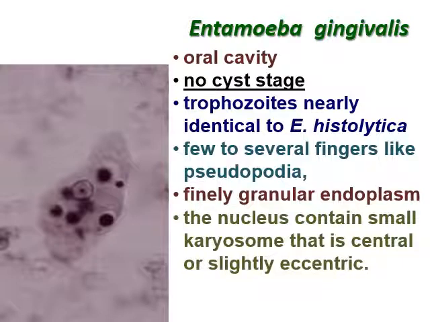The other commensal amoeba, Entamoeba gingivalis, is found in the oral cavity, not in the large intestine, in diseased gums and teeth. It has only a trophozoite stage, no cyst stage. Its trophozoite is identical to Entamoeba histolytica, with few to several finger-like pseudopodia and finely granular endoplasm. The nucleus contains a small karyosome, which may be central or slightly eccentric. Entamoeba gingivalis has been found in bronchial washings and vaginal and cervical smears, where it can be mistaken for Entamoeba histolytica.